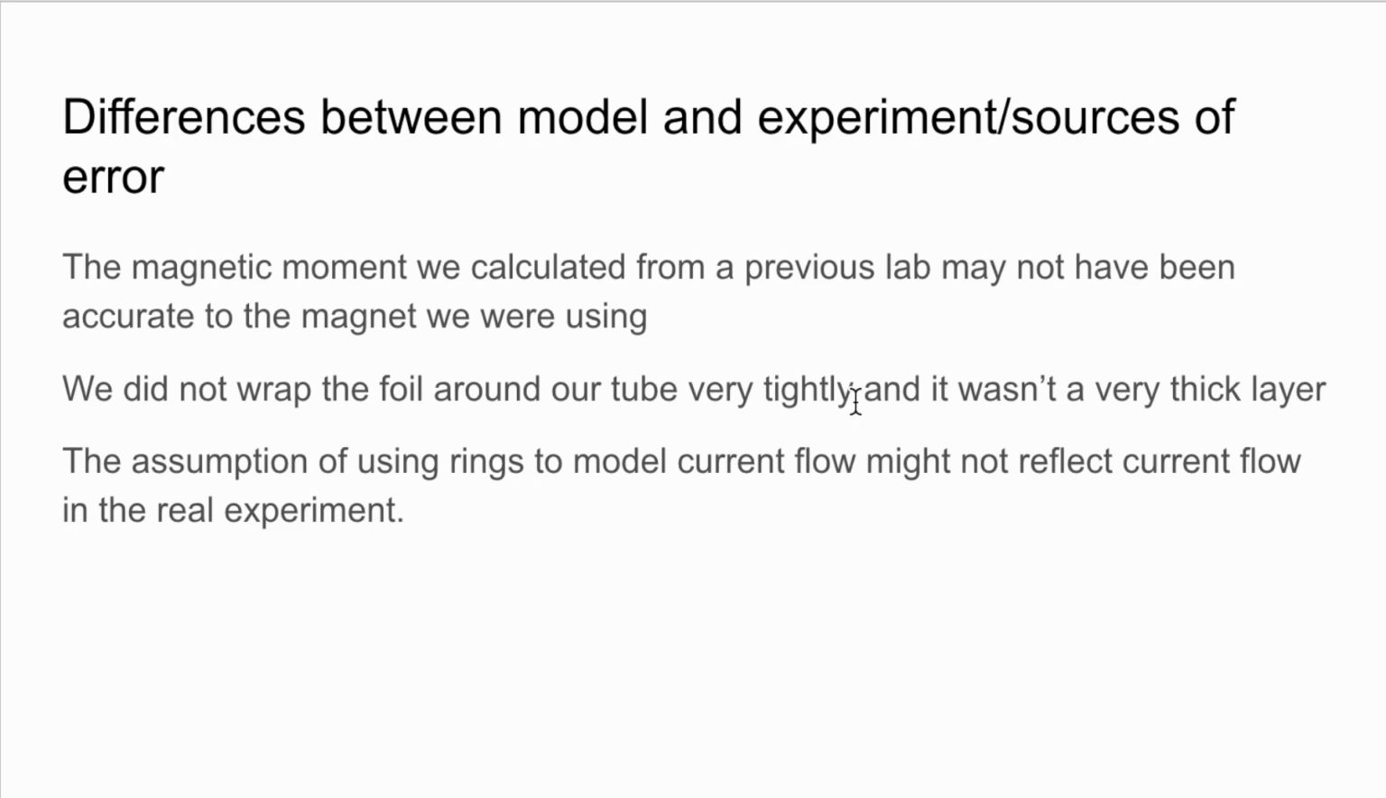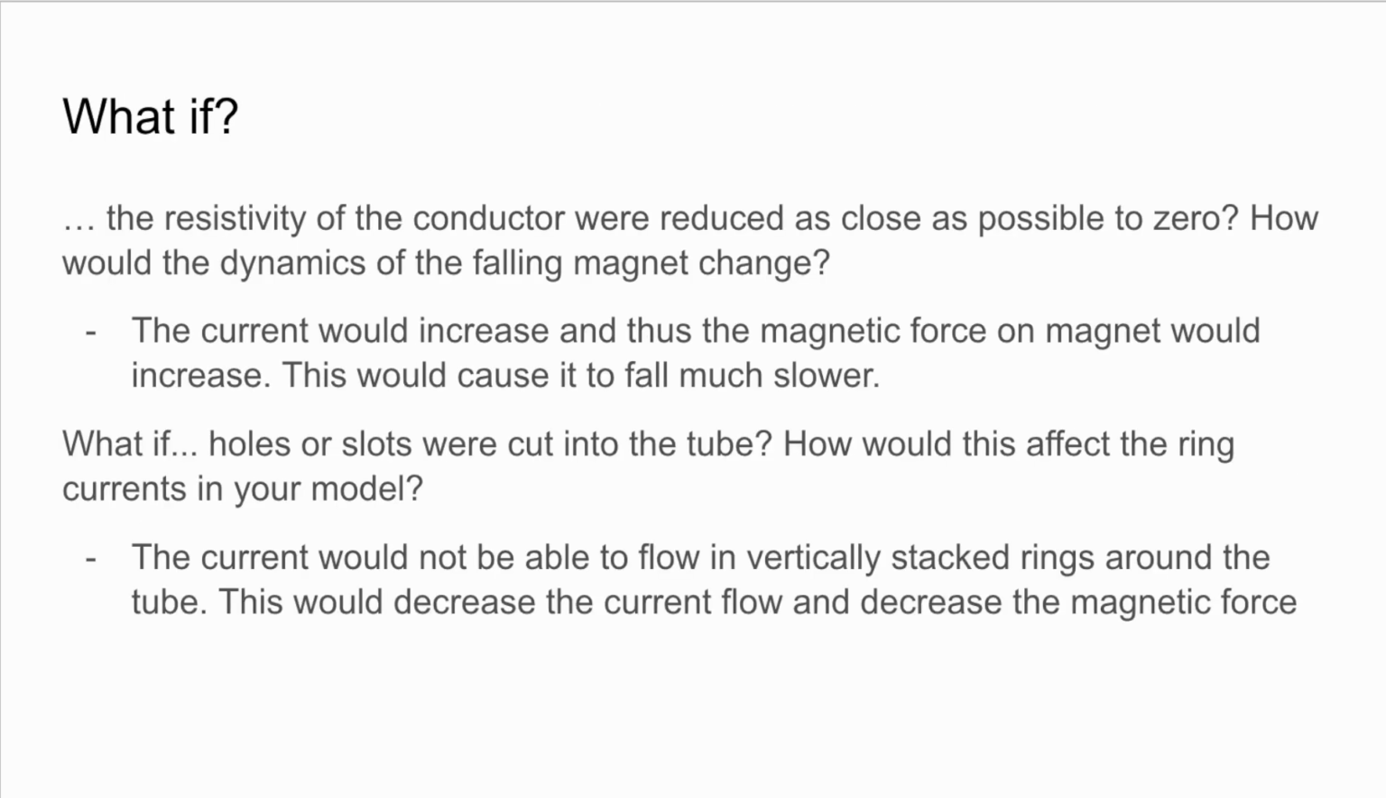So the difference between the experiment and the model and the sources of error. The magnetic moment we calculated from a previous lab may not have been very accurate to the magnet we were using. We also did not wrap the foil around our tube very tightly, and it wasn't a very thick layer either. The assumption of using rings to model the current flow might not reflect the current flow in the real experiment, as it's not rings, it's just a cylinder of foil. So this all combined could have caused our model to be longer than the time that it fell in the actual experiment.